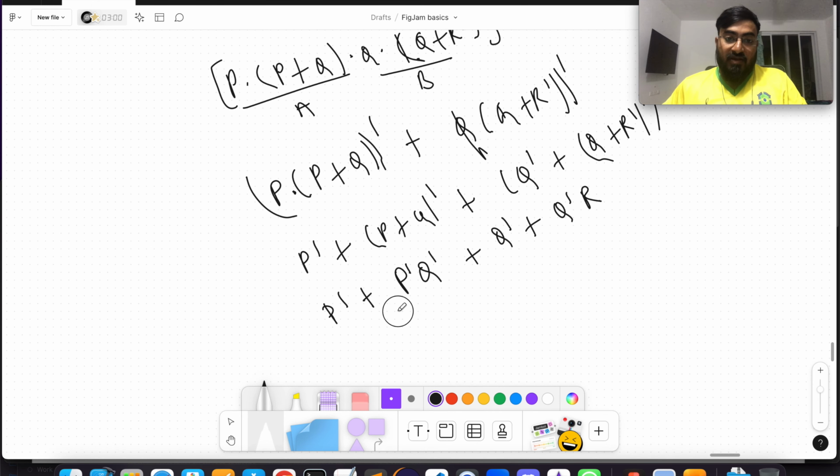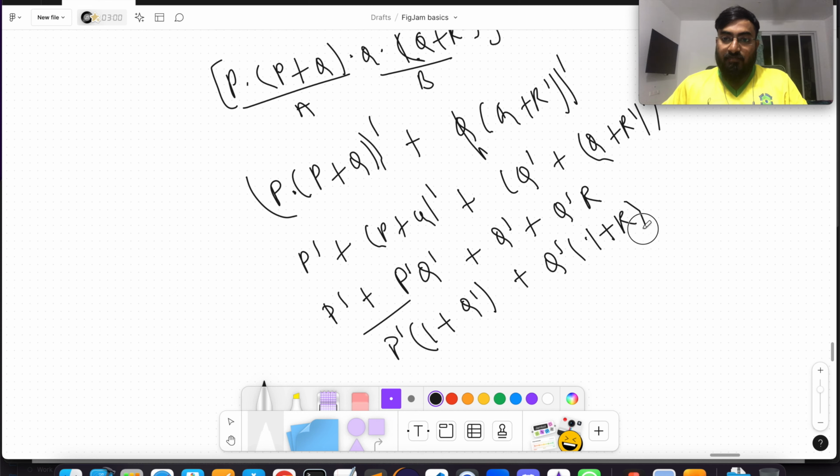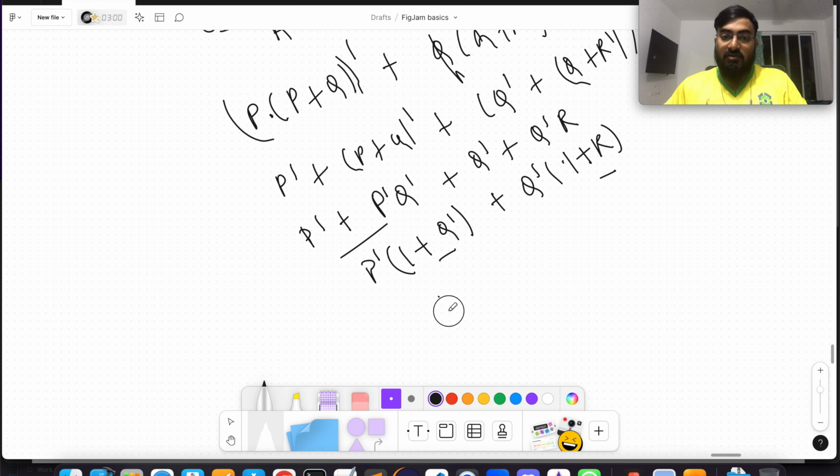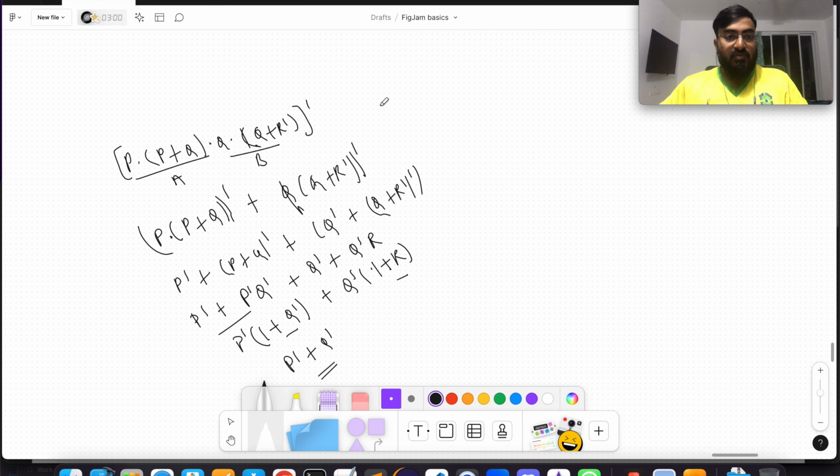So we can take out p bar as common, so p bar times (1 plus q bar), plus q bar times (1 plus r). Now 1 plus any variable is going to give you 1, so this comes out to be 1. So p bar dot 1 is p bar, plus q bar, so your answer is going to be p bar plus q bar.